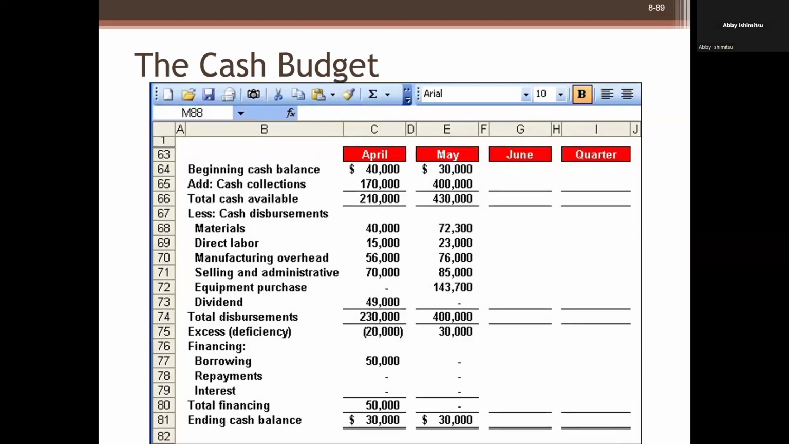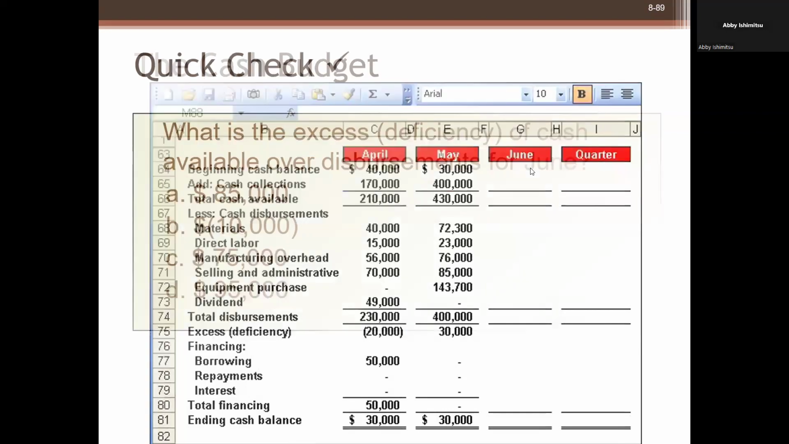And we just roll the numbers through again. Cash collections comes from cash receipts budget. Materials comes from cash disbursements budget. Labor comes from labor budget, overhead from overhead budget, and so forth. And then here's that equipment purchase. 400, here we have exactly 30,000. We don't need to borrow any money, but we also cannot pay the money back. Okay, so there's our ending balance, and it'll come up here for June.